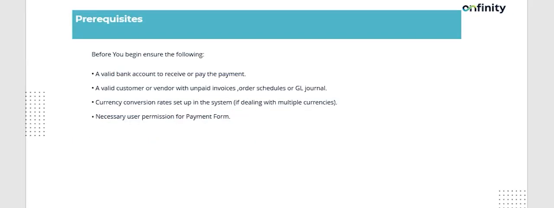Prerequisites. Before beginning, ensure the following setups are in place in the Onfinity system so that you can use the payment form efficiently for generating payment batch schedules. Valid payment bank account: a valid bank account should exist in the system from which payments will be generated. Open transactions: ensure there are open invoices, open orders, or unallocated GL journal lines available. These will be used to generate the payment batch schedule lines.